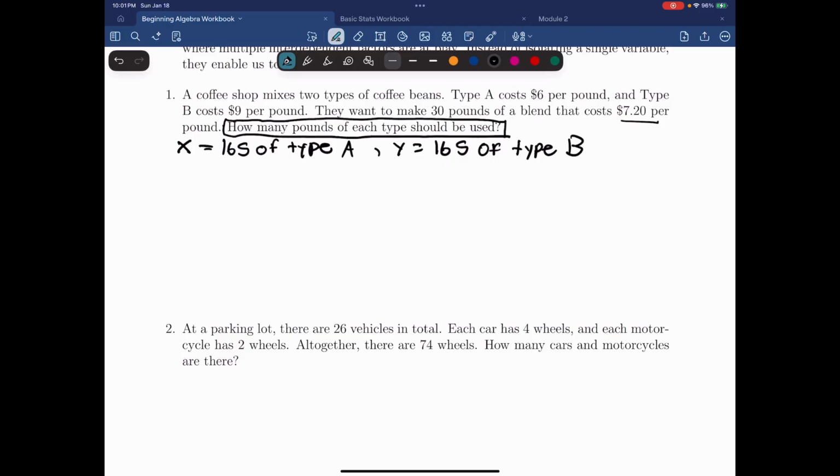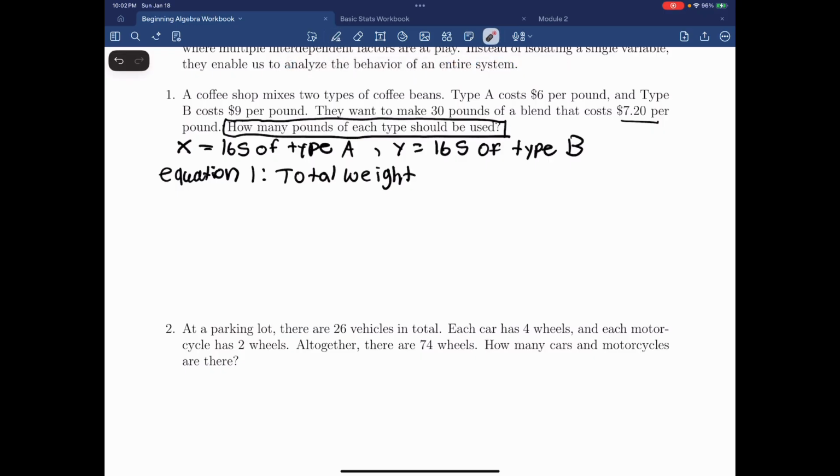So now what we're going to do is figure out from this word problem what our 2 equations are going to be so we can set up that system. So for equation 1, I'm going to find an equation that represents the total weight of our mixture. And right, our total weight is 30 pounds. So we know for sure that this equation is going to be set equal to 30 because that's what our total weight is. It's equal to 30 pounds.